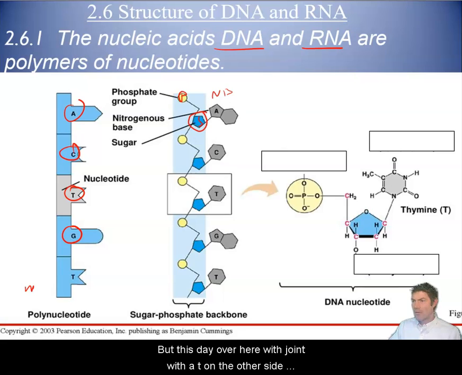But this A over here would join with a T on the other side. The C would join with a G. Then you'd have the other base pairs.